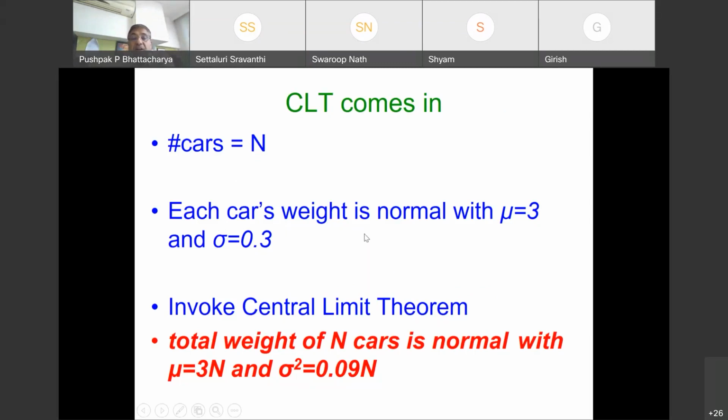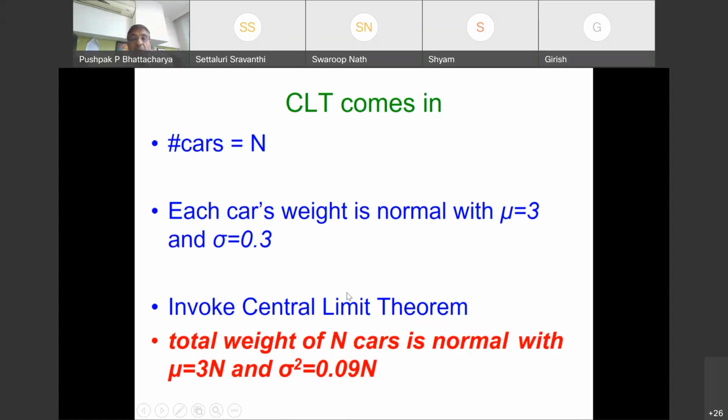And each car's weight is normal with mean equal to 3 and sigma equal to 0.3. So by the central limit theorem, total weight of n cars is also normally distributed. So that is the first part of the central limit theorem. And what will be the parameters of that normal distribution? The mean will be equal to the sum of the means. Each car's weight follows a normal distribution with mu equal to 3, and so mu of the sum will be equal to 3n.